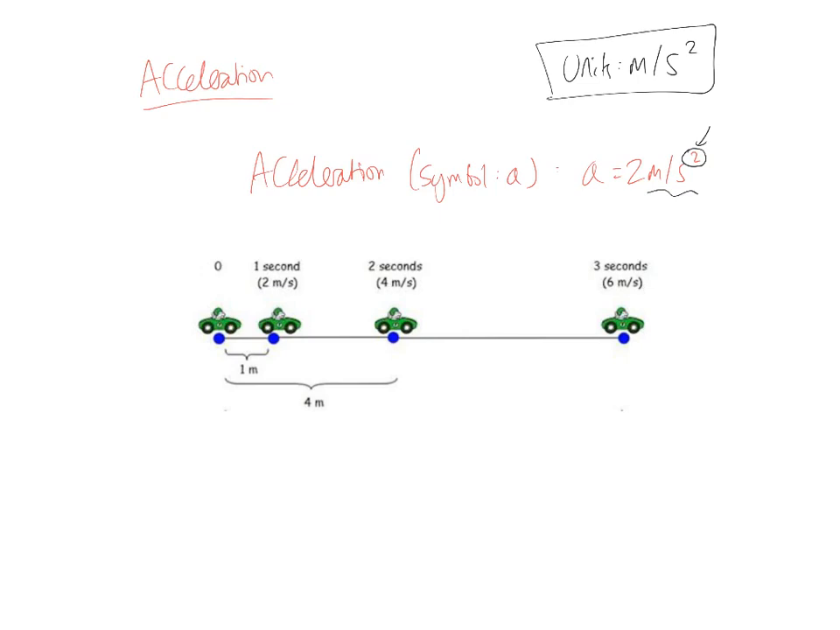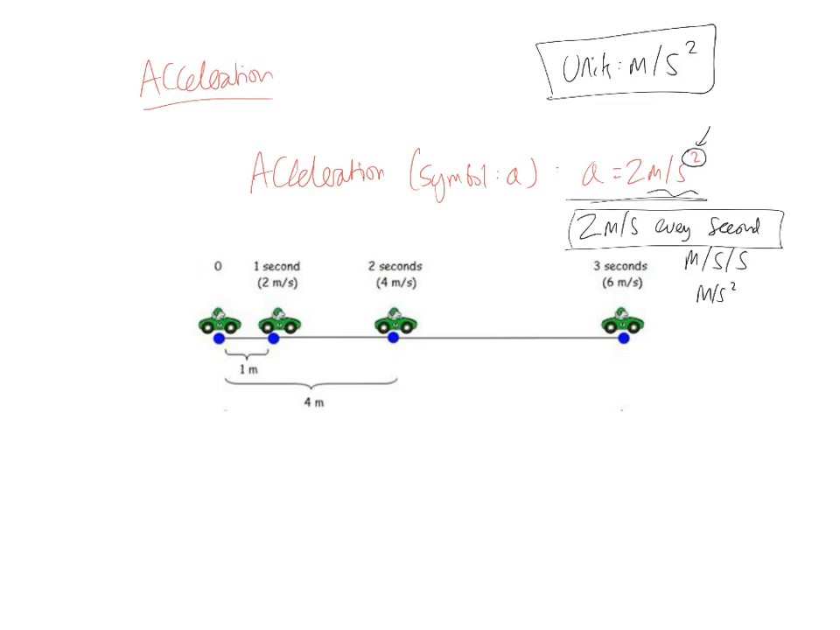What does this tell us? Well, it's telling us that it's going 2 meters per second faster every second. That's where the unit meters per second squared comes from, because it's meters per second per second. Or you could write it like that, but that's messy. So we just write it like that. You don't need to know that, but it explains acceleration nicely. This 2 meters per second squared tells us that the car is getting faster by 2 meters per second every second.